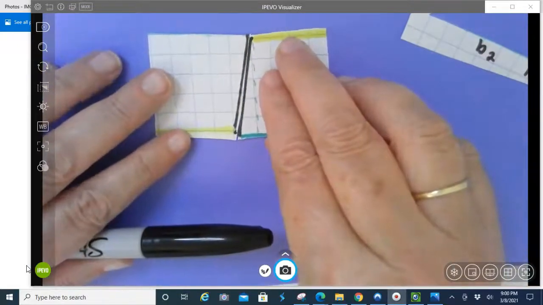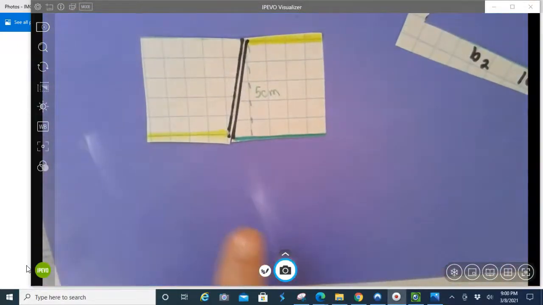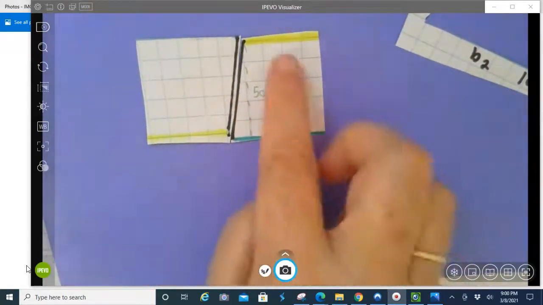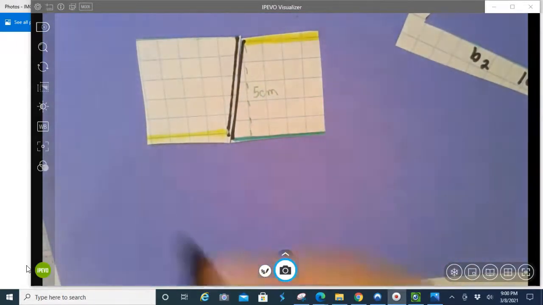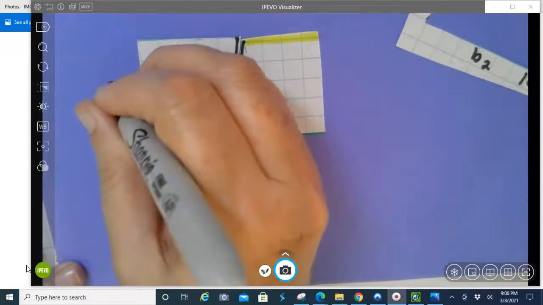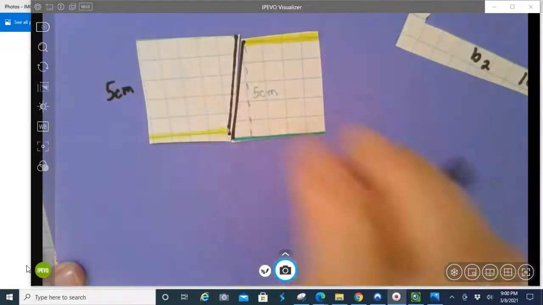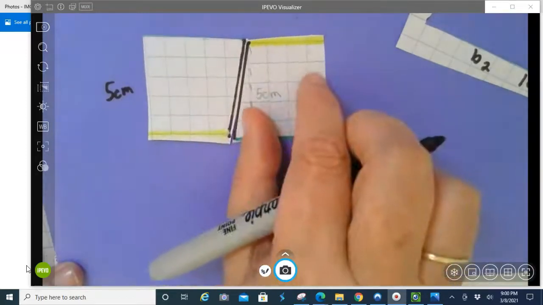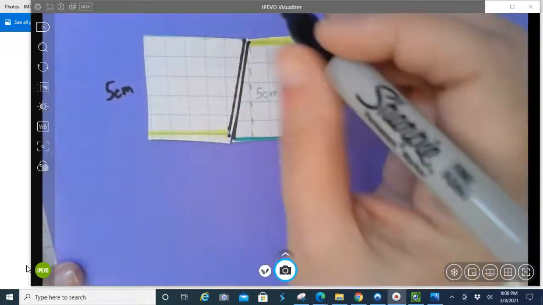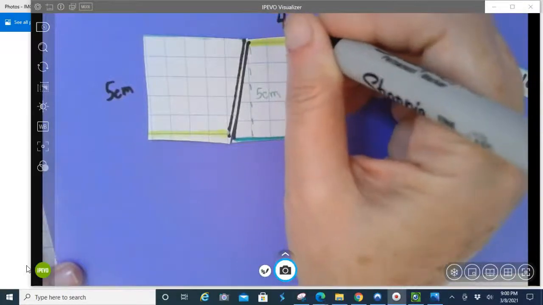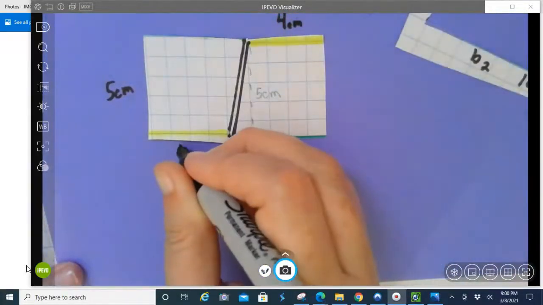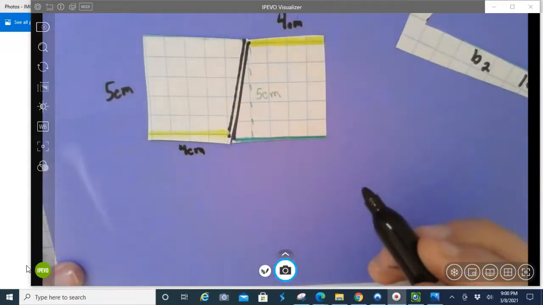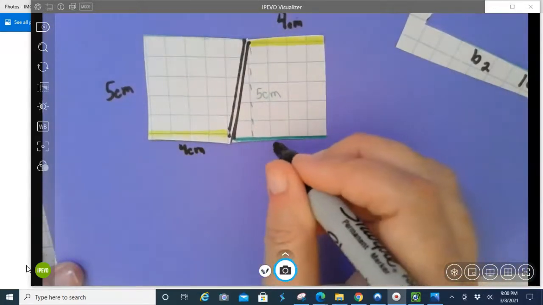So there you can see that I've put my two pieces together, and now I have a rectangle. And the rectangle is still 5 centimeters high. And if you remember, the top was 8. So that means that this yellow piece is half of that, which is 4. And this is 4. And the bottom, the green part, was 10. So half of that would be 5.